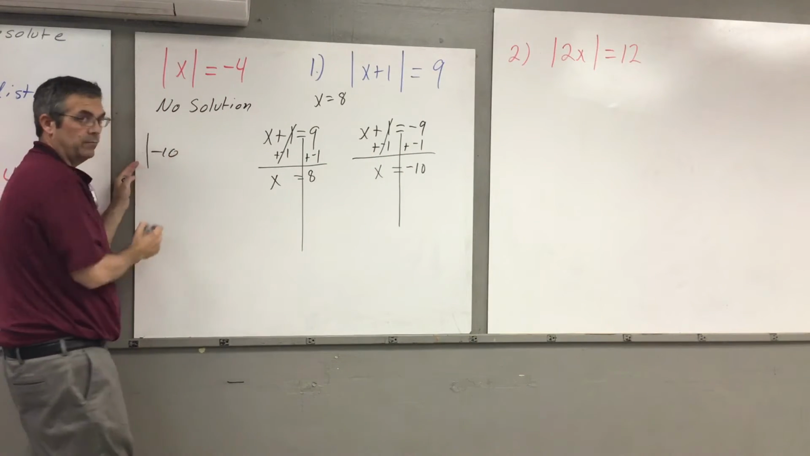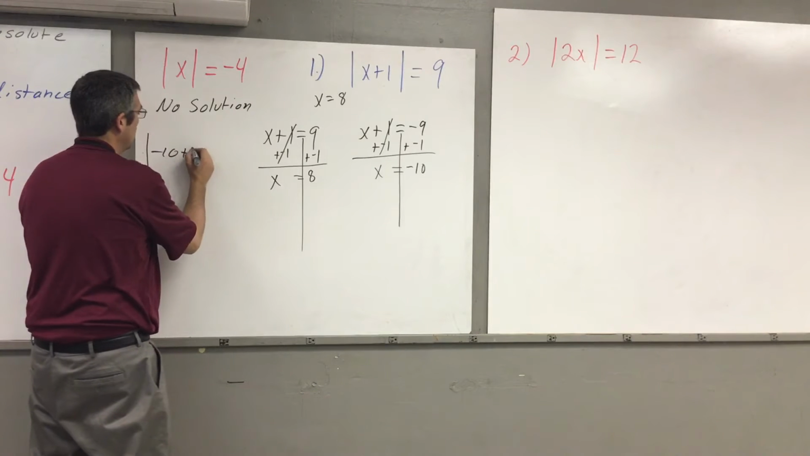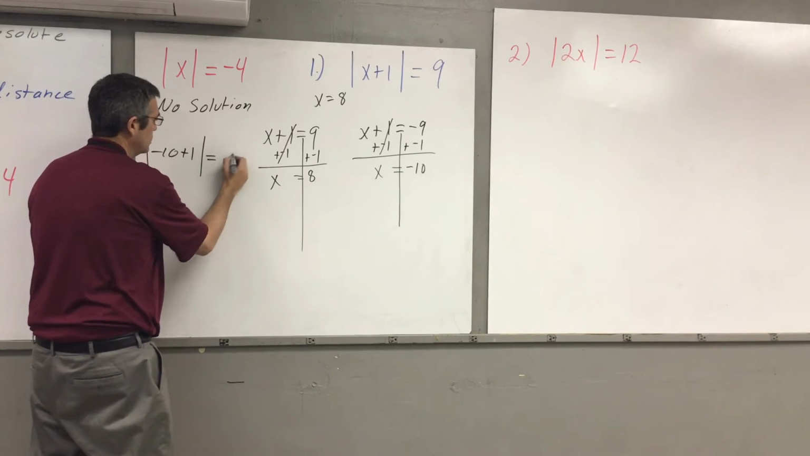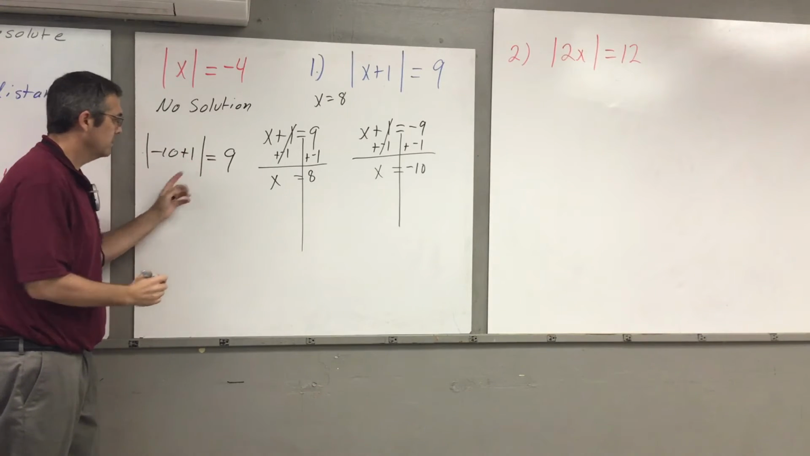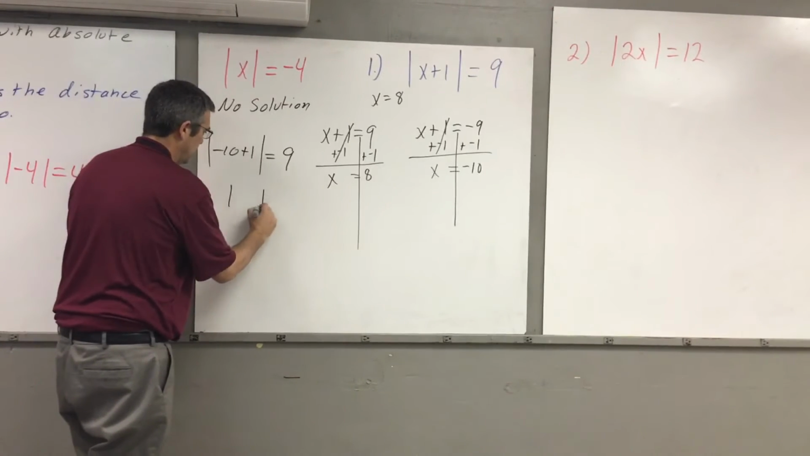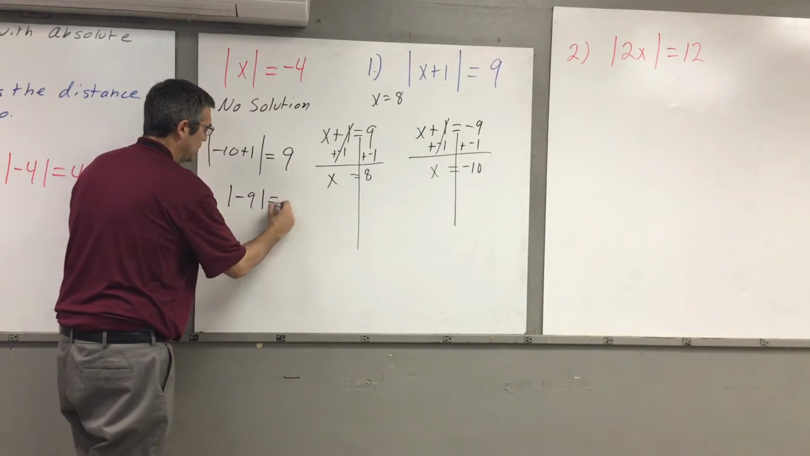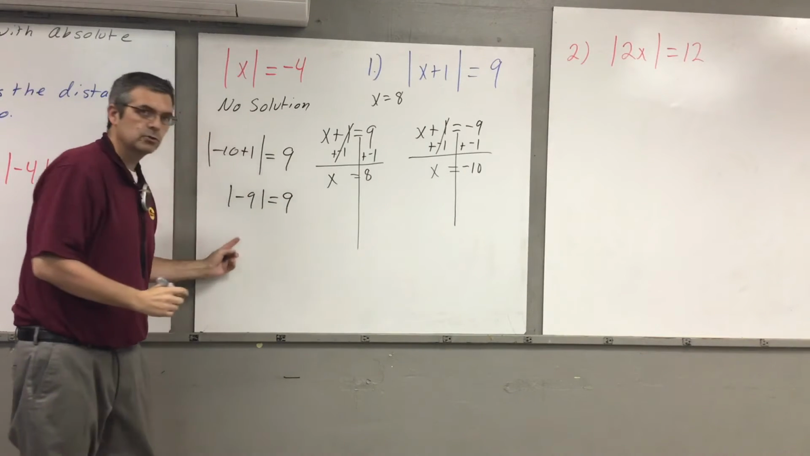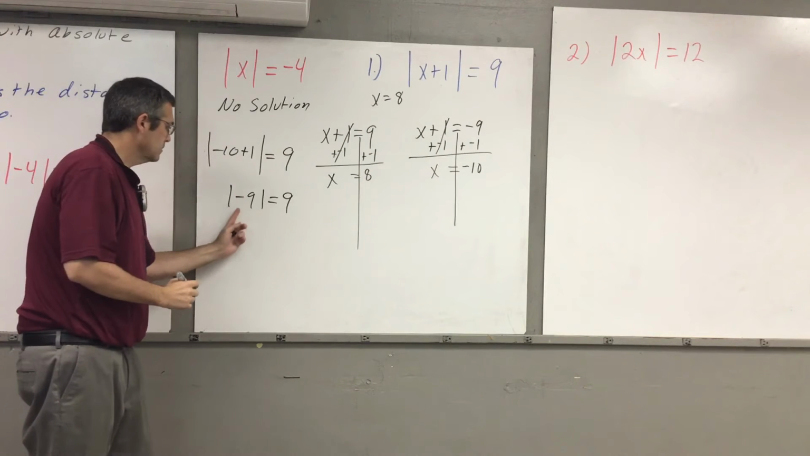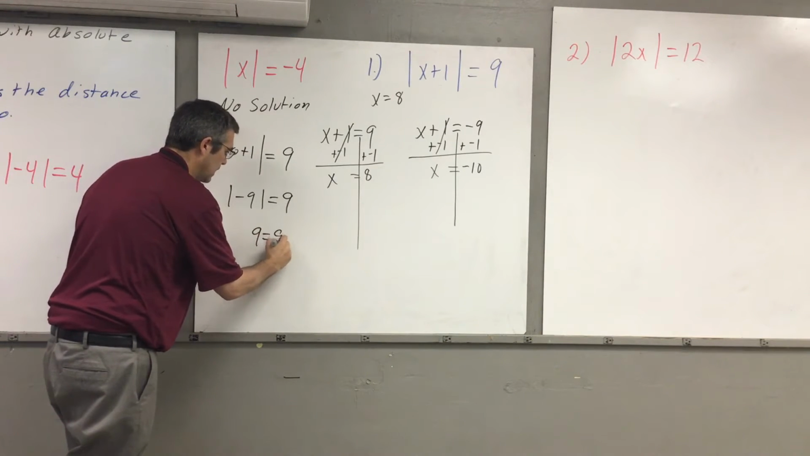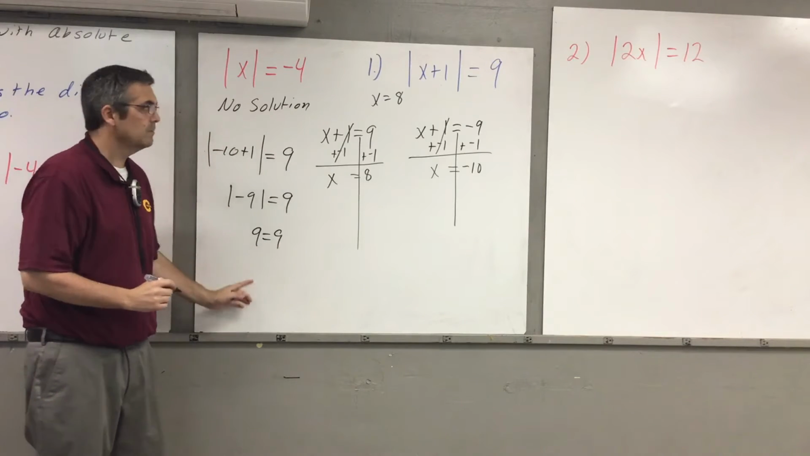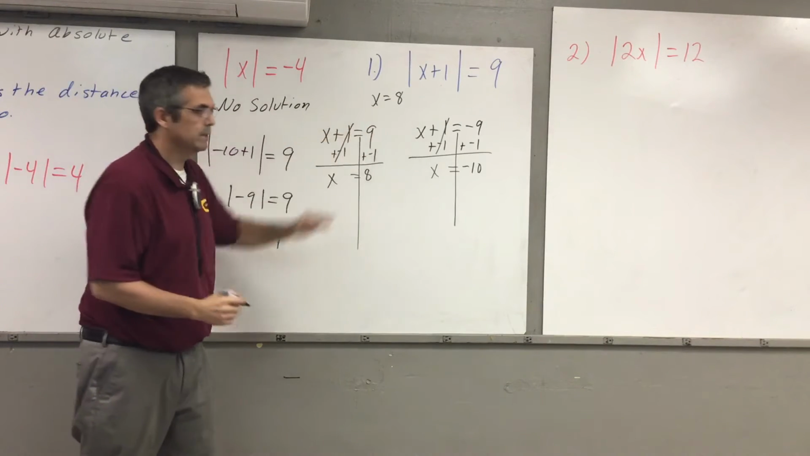The absolute value of -10 plus 1 equals 9. Well, -10 plus 1 gets us the absolute value of -9 equals 9. Is that a true statement? The absolute value of -9 is 9, and 9 equals 9. That's a good statement.